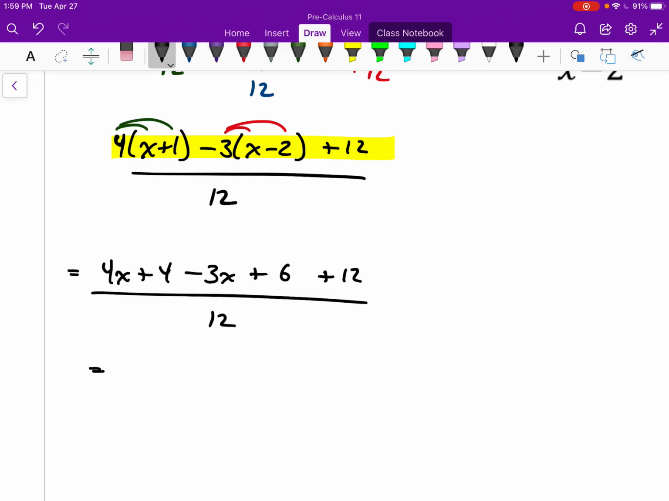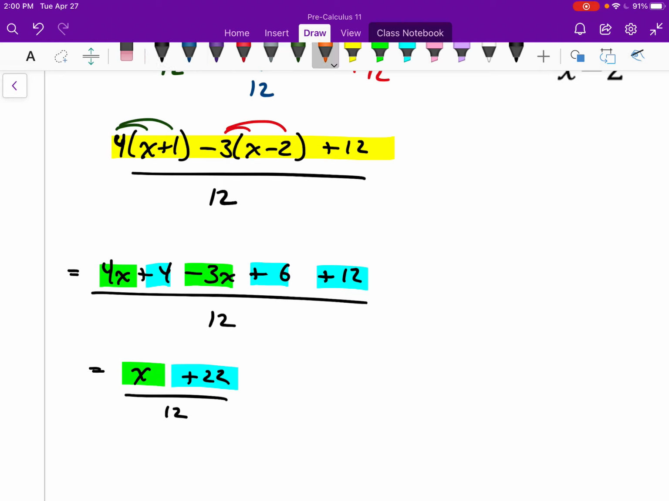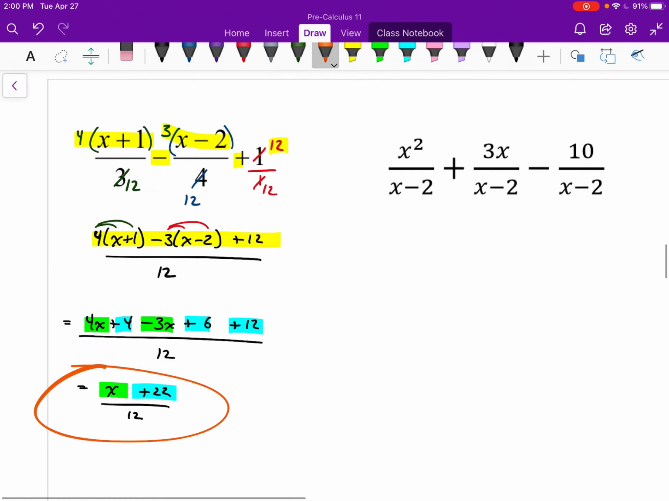And now it's a matter of combining like terms. And if I combine like terms in my numerator, I have 4x minus 3x, which is just x. And I have plus 4 plus 6 plus 12, altogether is positive 22. And all that's over 12. There's no common factor. And there's also no variable in my denominator, so there's no restriction. So that's my answer. X can be anything. There's no restriction to be stated here.